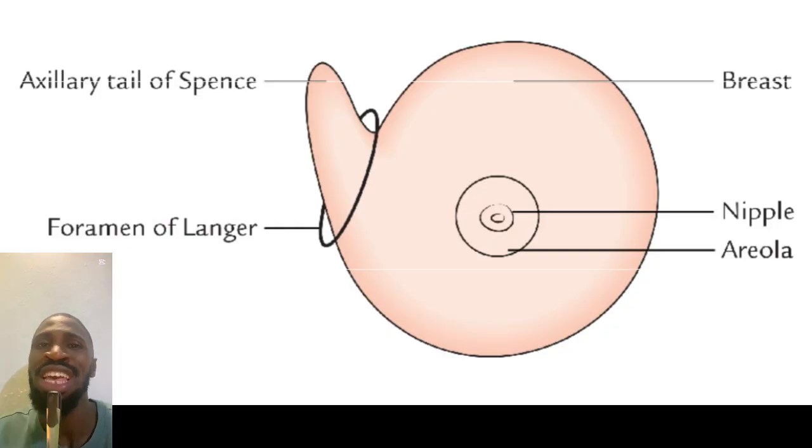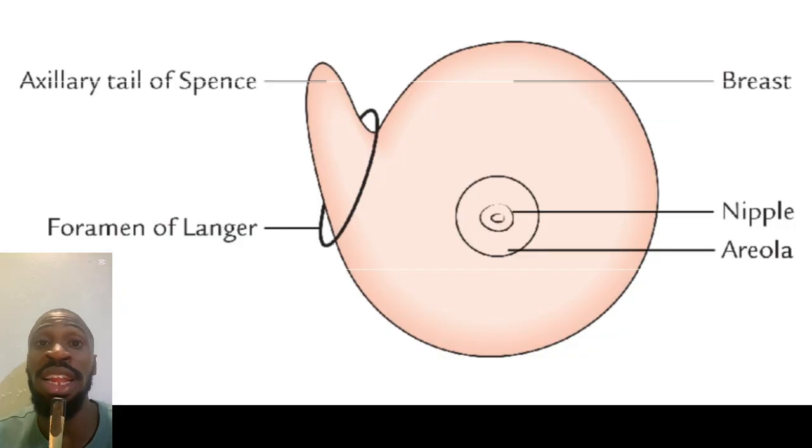So what happens? It pierces what we call the deep fascia of the pectoral region and enters into the axilla. So it has an extension, and that extension is called the axillary tail of Spence, which pierces the deep fascia of the pectoral region to enter into the axilla. That part where it pierces the deep fascia is called the foramen of Langer. So the foramen where the axillary tail of Spence pierces is called the foramen of Langer, to enter into the axilla.